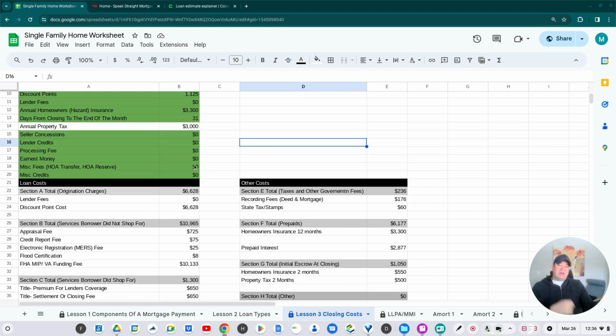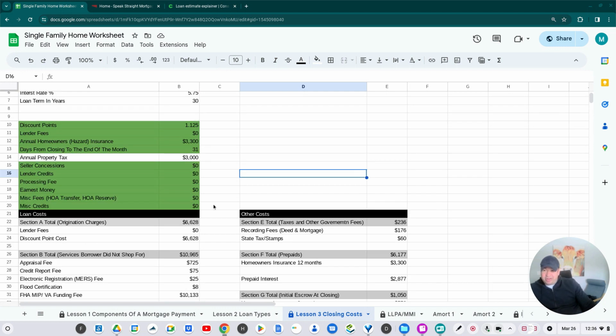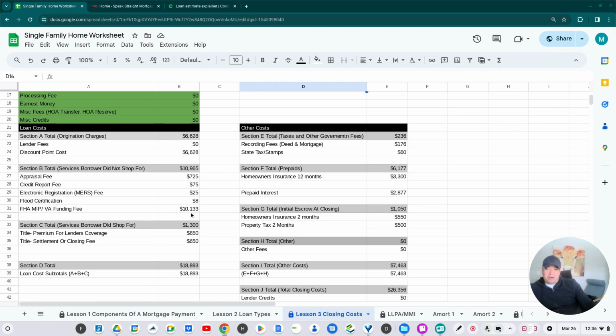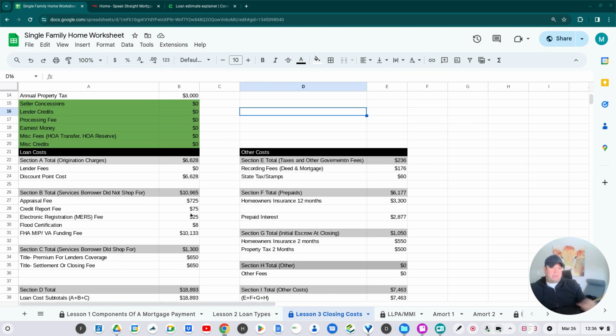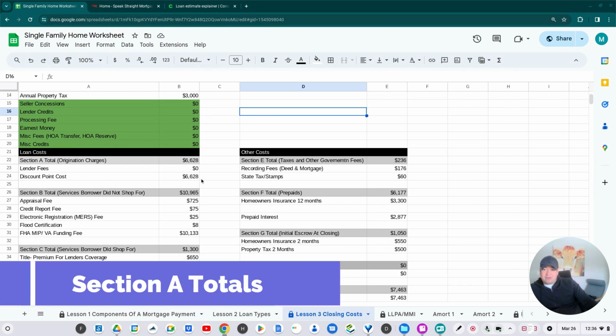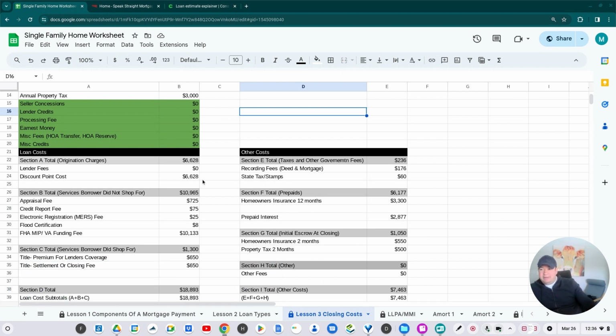Okay, now we're going to go over, so this is the only things we needed to enter, assuming we entered everything in lesson 2. Now we're going to go over how these numbers impacted cash to close, or the amount out of pocket you need. So Section A, again, we put 0 for lender fees, discount cost was the points we entered.